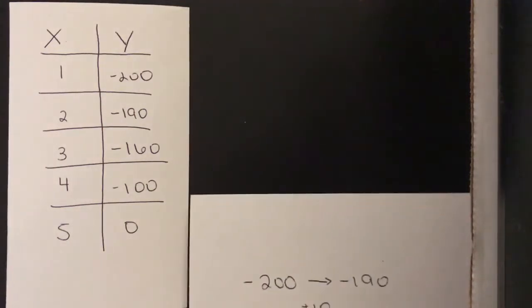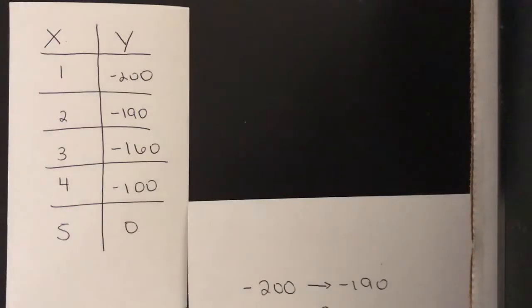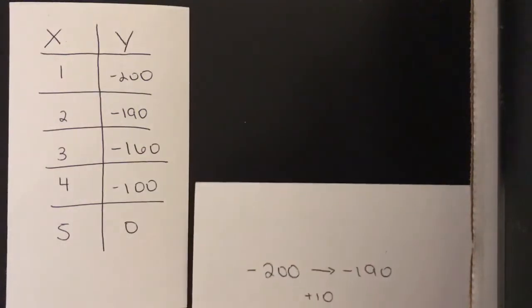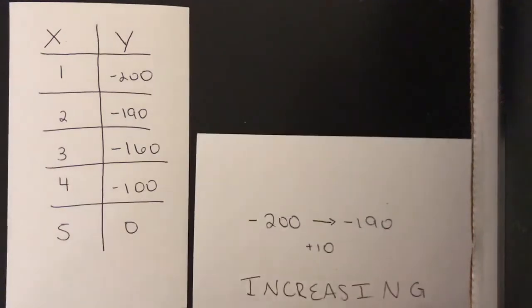So if the function value is increasing as x increases, it will be increasing. If the function value is decreasing as x increases, the function will be decreasing. Now, this function goes from negative 200 to negative 190, which is an increase of 10. Then it goes from negative 190 to negative 160, which is an increase of 30, which means the function is increasing.